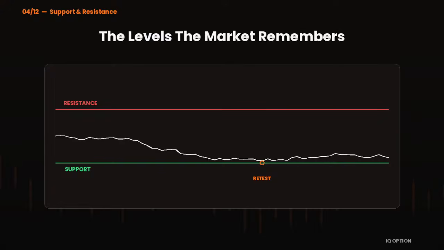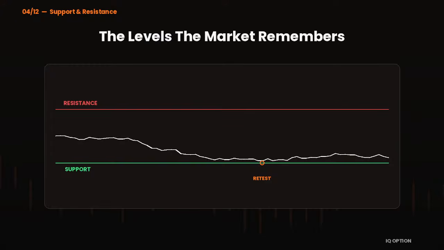A ceiling is where sellers keep showing up, trying to stop the market from advancing and capping any advance. Why does this happen? This is not magic. It is actually the memory of the market. Enough traders remember what happened last time price got to that exact level, and they place their orders at that exact level, and that is why it forms a support level. The traders look at the market and remember where price stalled before. That collective memory turns into real buying or selling pressure.